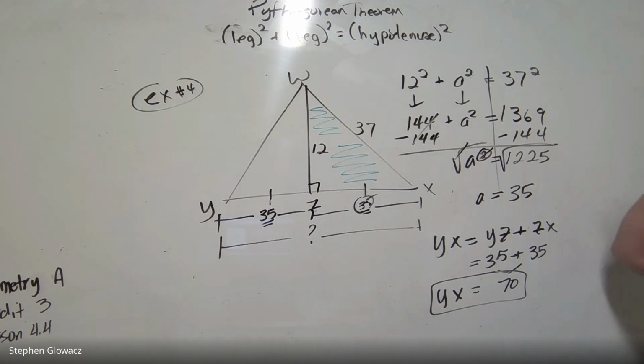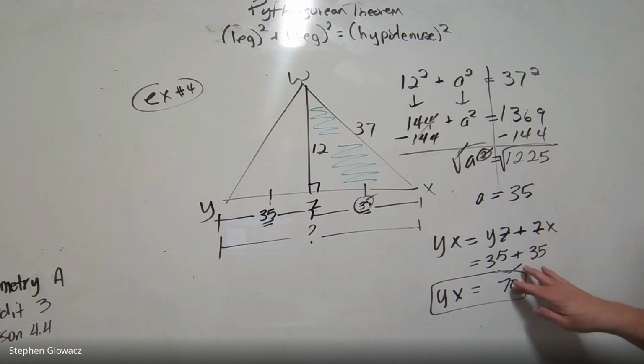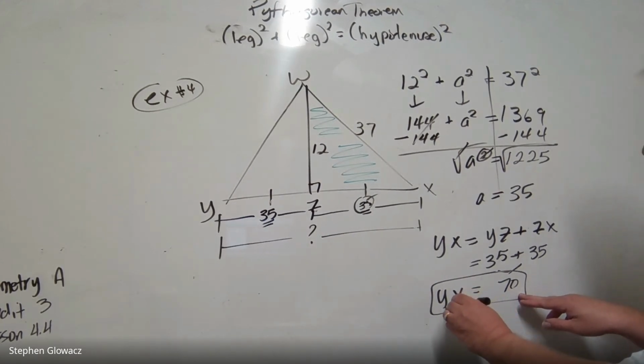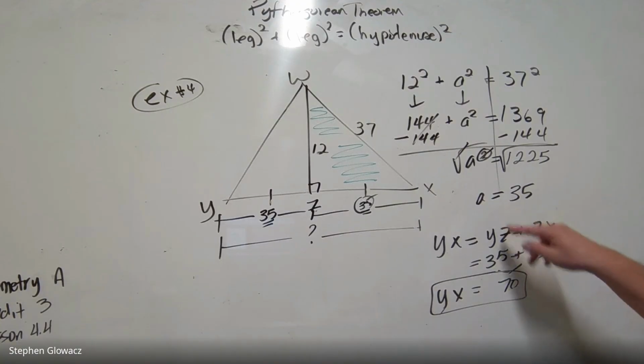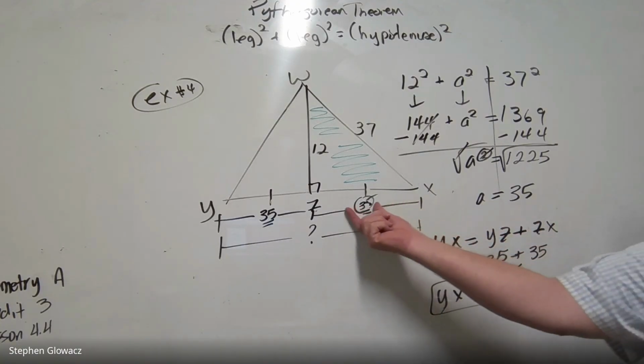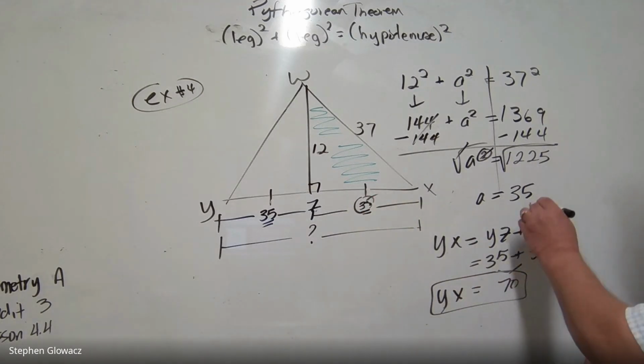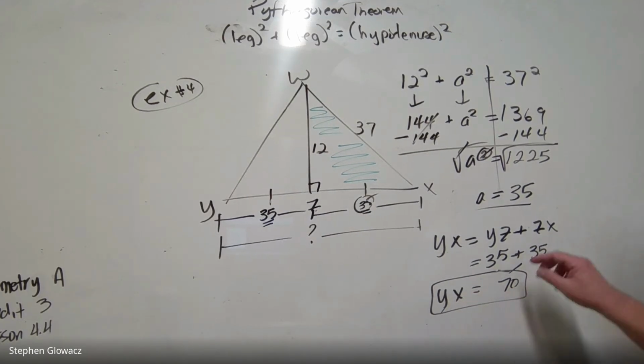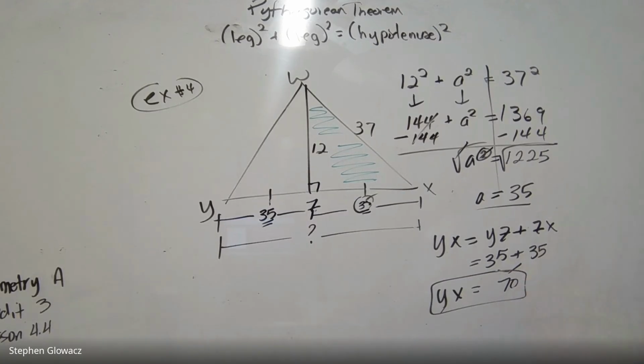Sometimes we get the question like, well, what's the answer? Is it 35 or is it 70? Well, the answer is 70 because we were asked to find the length of YX. However, we did need to solve for A, which represented this leg here, in order to do that. So in a sense, we have 2 answers, but the thing that we were asked to find, the YX, is our final answer, and that is 70.